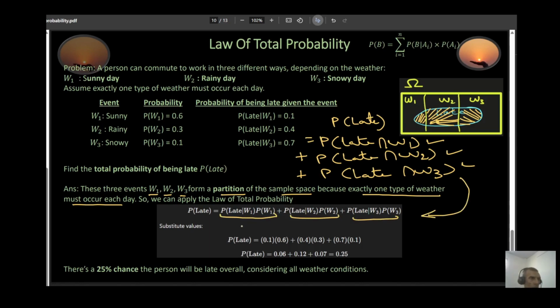Now you can substitute your values. You know the probability of late, given that W1, given that it's a sunny day, is 0.1. That's given to you right here. Probability of W1, which is sunny weather, is 0.6, given to you right here. Same thing with probability of late given that W2, given to you right here. So all these values are given, just plug in the numbers in there and your answer will come out to be 0.25. So there's a 25% chance that the person will be late overall considering all weather conditions.